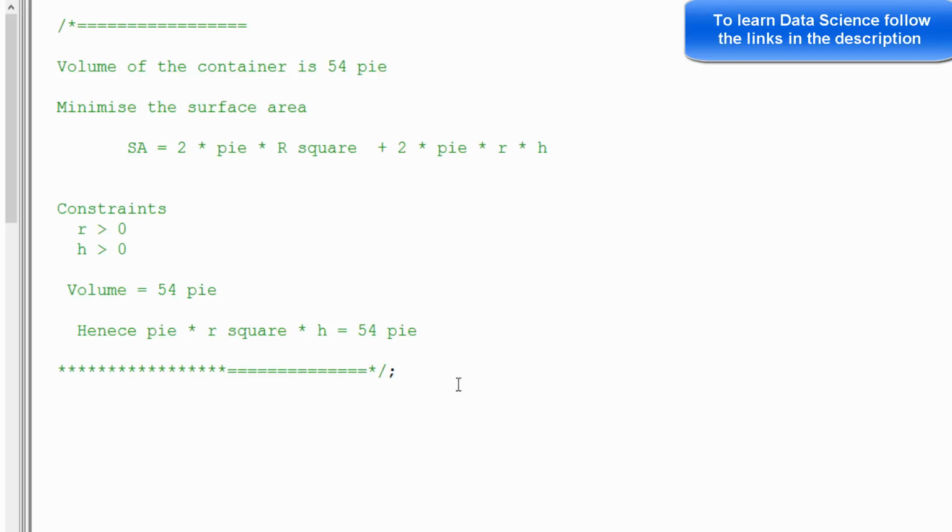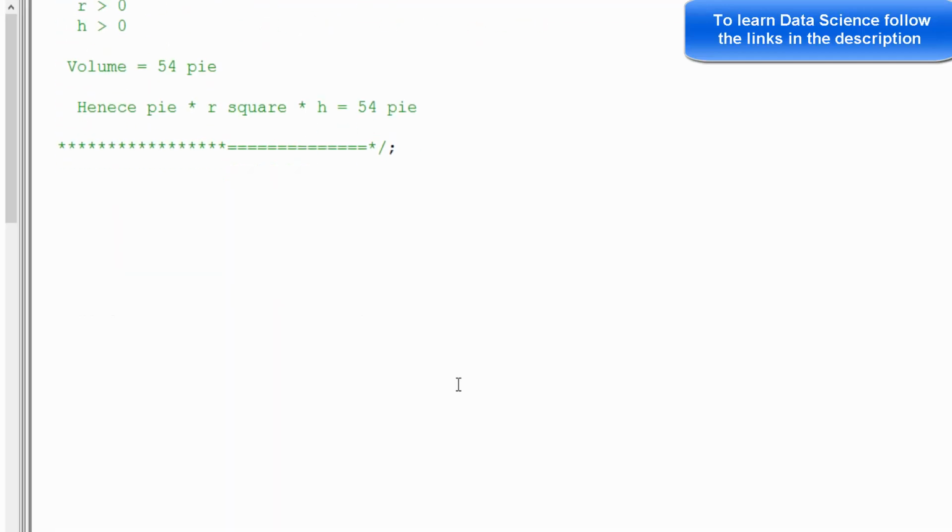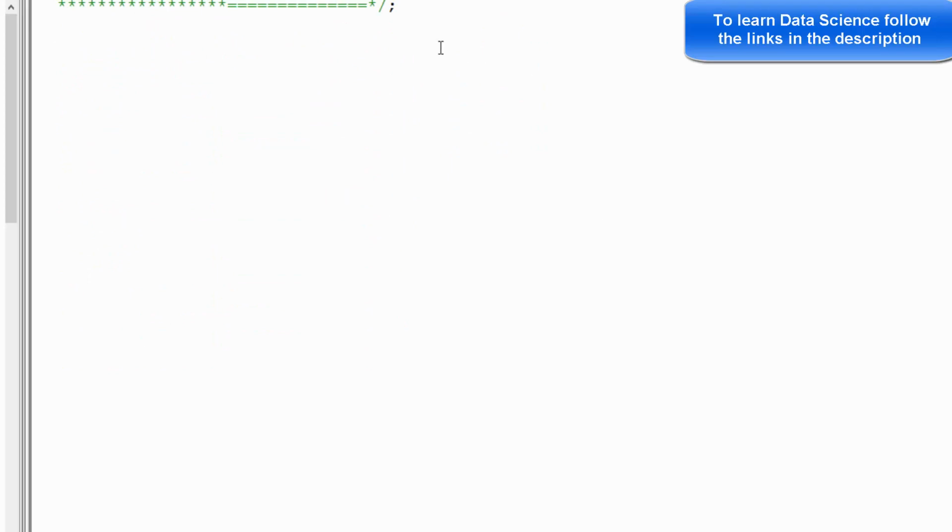We'll solve this problem by using a proc known as Proc Opt Model. So how do we do that? We'll write Proc Opt Model. So Proc Opt Model is a SAS proc using which we can solve optimization problems. First you have to define your variables. We are interested in r and h, radius and height.